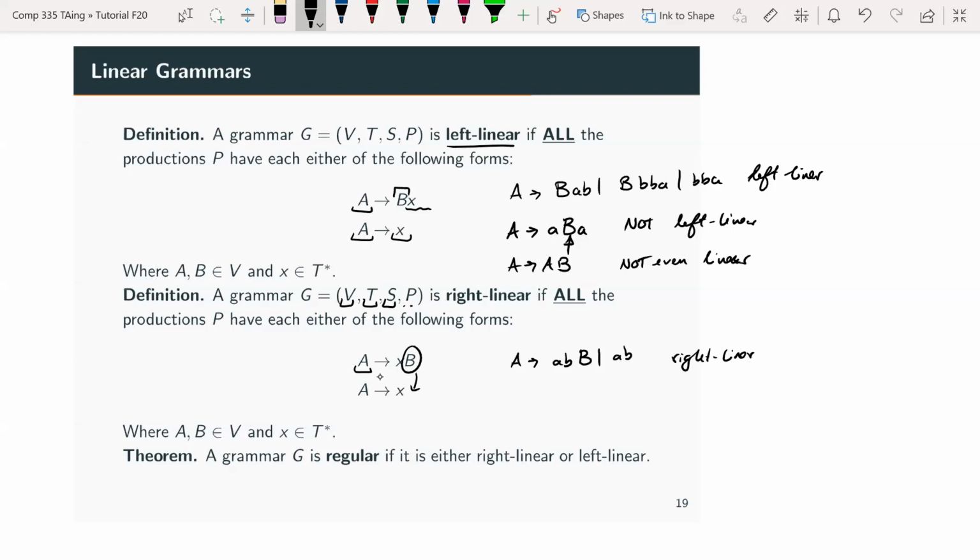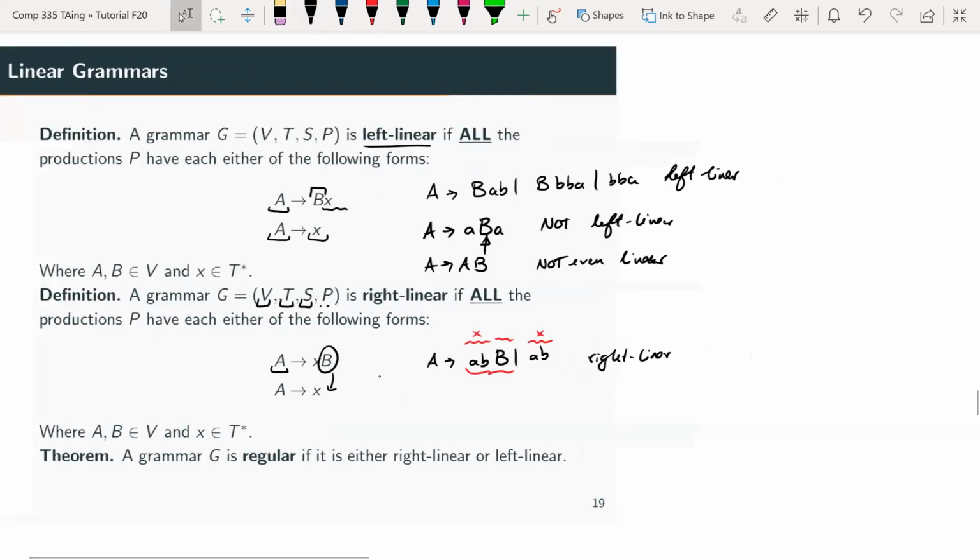So in this case, this is right linear because, for instance, this production rule has a bunch of terminals X and then a variable B, and another production rule that just has a string of terminals. So that's a right linear grammar. And then the same thing can be said with these examples here. This is also not right linear. And this again is not even linear, so it can't be right linear.